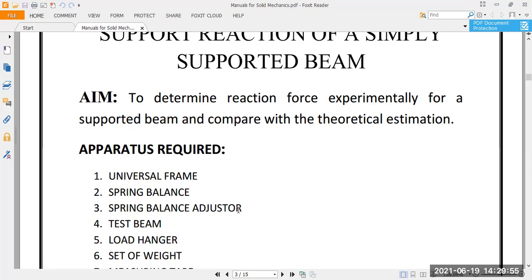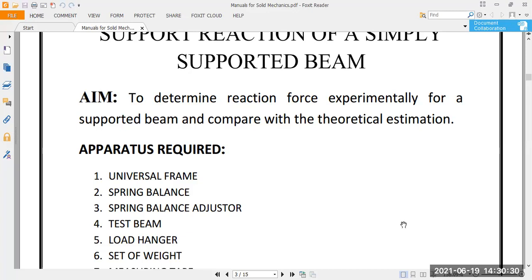Spring balance adjuster. This universal frame is kept over at one end, one spring balance, and at the other end another spring balance. The balance will tell you the reaction at that particular end. The ends are all freely supported. We don't have any hinge joint at any end. They are freely supported at both the ends, not away from the ends itself.